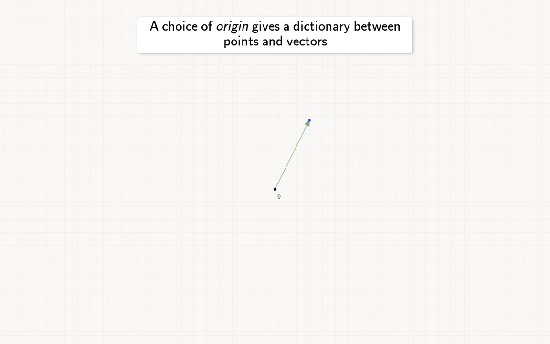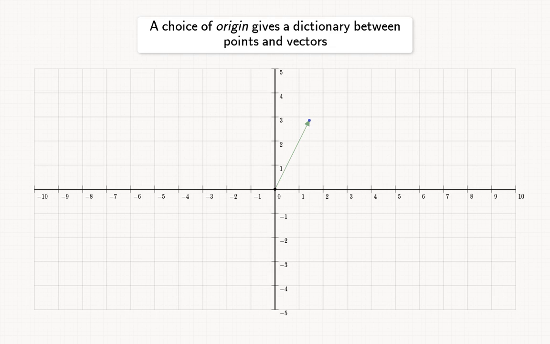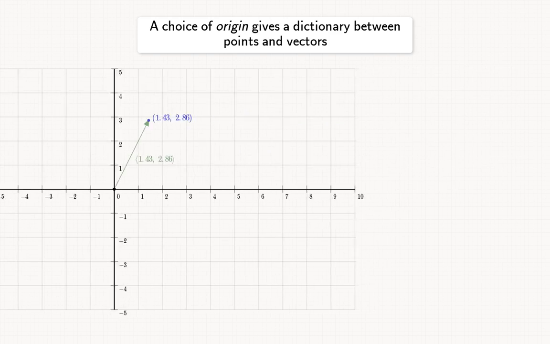So now suppose that in addition to picking an origin, we've set up a 2D coordinate system centered at this origin. Now we can describe that endpoint using a pair of numbers, its x and y coordinates. And we'll describe the vector using those same numbers, but using angle brackets to emphasize that it's a vector, not a point. So let me write this down.